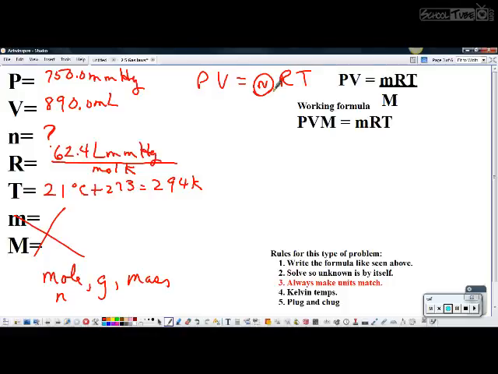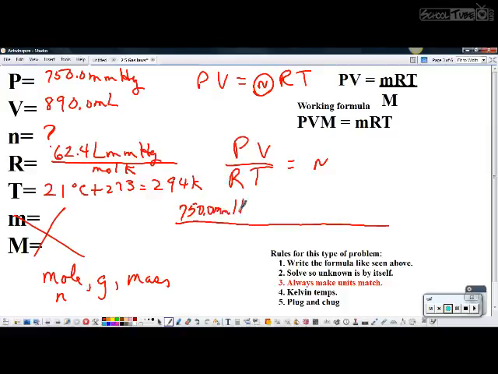So that means I need to divide both sides by RT. So I have PV divided by RT equals n. Now to work the problem, draw you a nice long division line, and we're going to write down P. That's the first thing we're going to write down. 750.0 millimeters Hg.